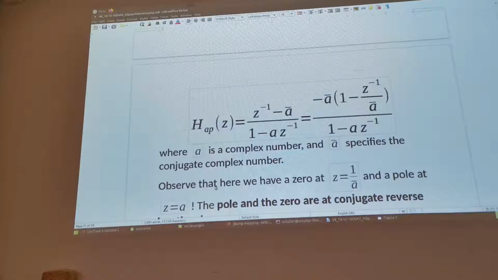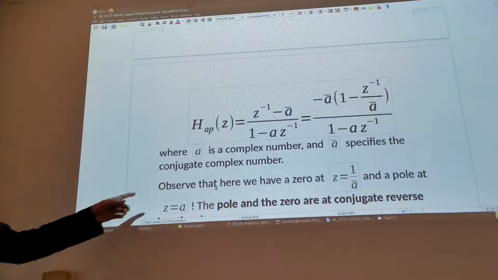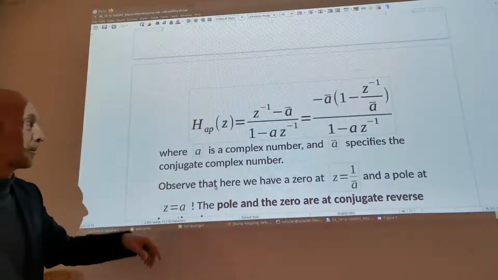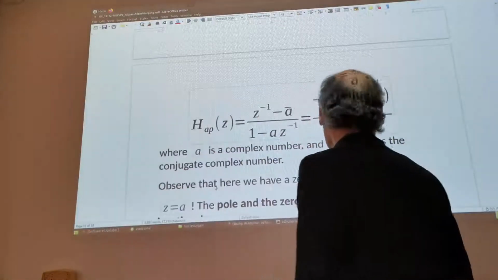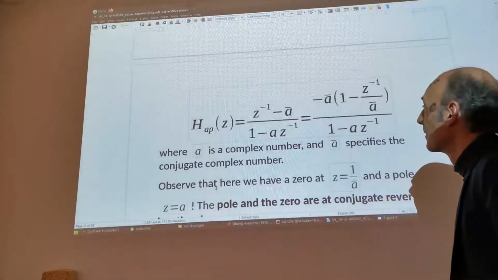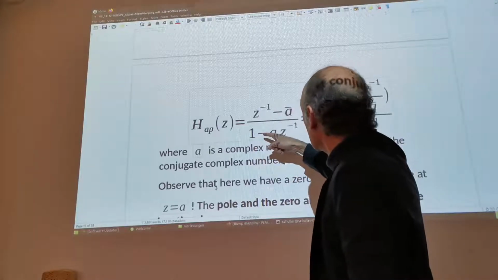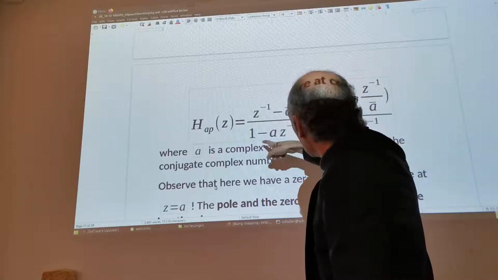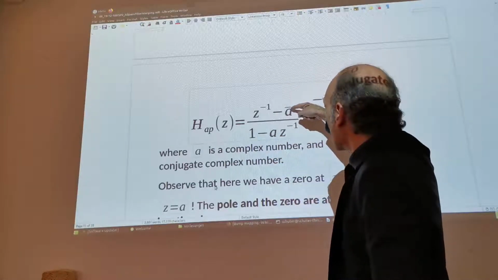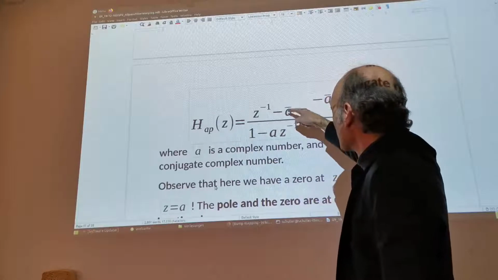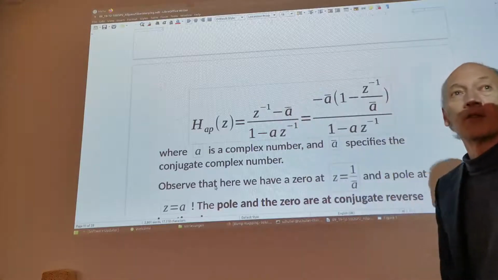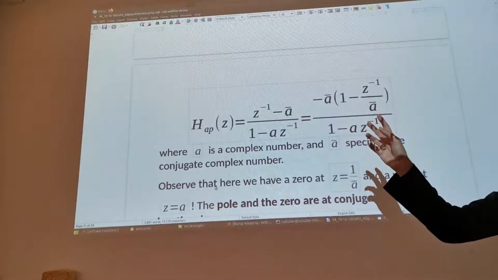And so A in this case is just a complex number, and A bar specifies the conjugate complex number. So you can also see that you get something like this time reversal that we just saw. Here we have 1 minus A, and here we have 1 minus A, but here is Z to the minus 1. So here the lower coefficient is minus A, and here the higher coefficient. So you can also see it as this flipping of coefficients that we just saw in the fractional delay filter.